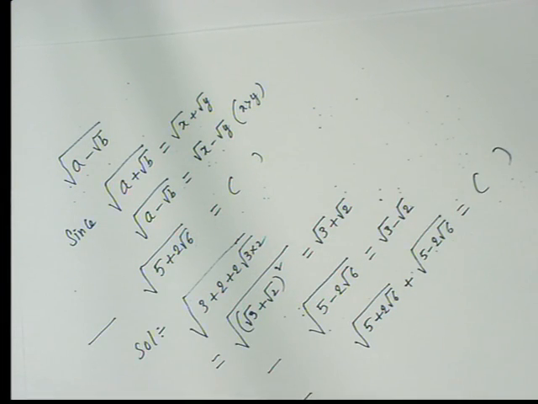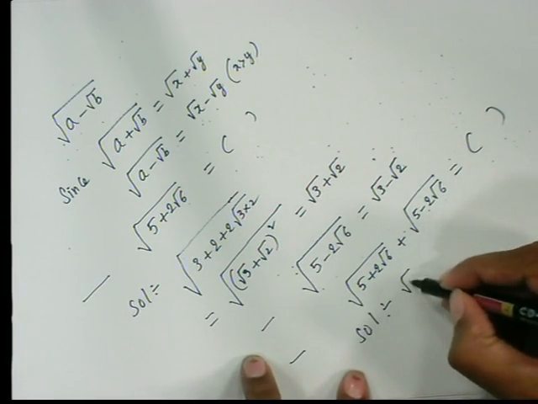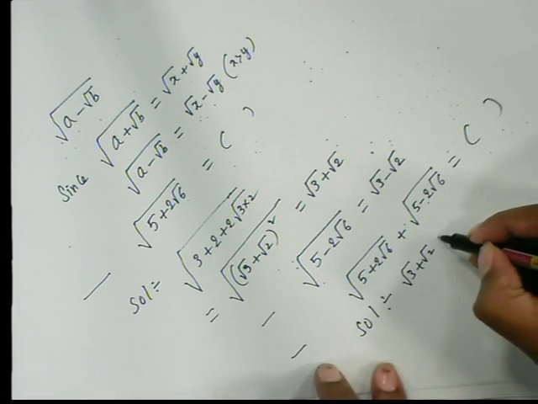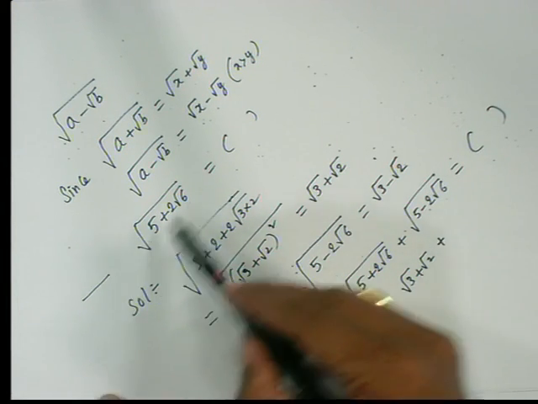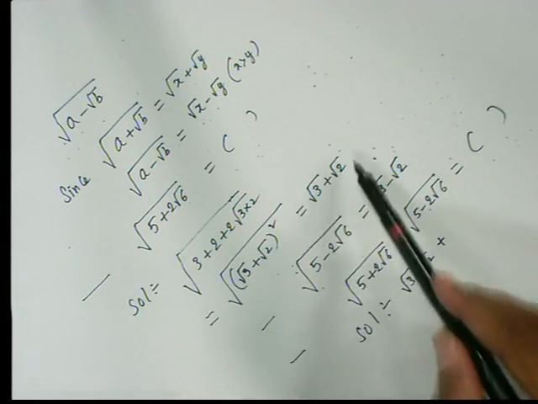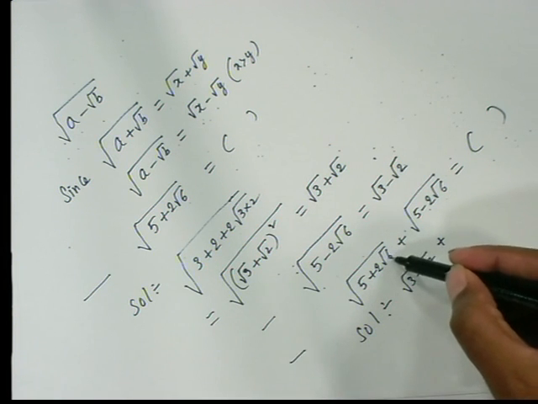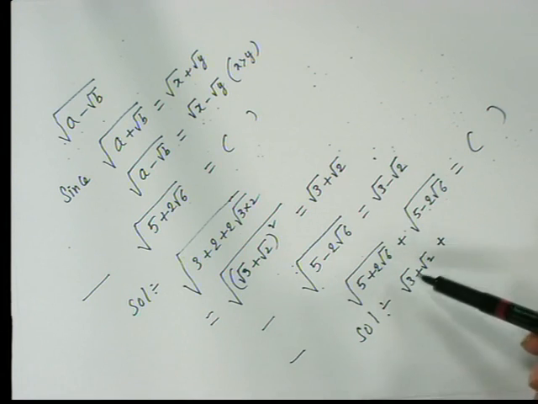Already we dealt with square root of 5 plus 2 root 6. So, that is equal to root 3 plus root 2. Square root of 5 plus 2 root 6 is equal to root 3 plus root 2, that only I have written here. If you want to write directly also, we can write here 6 as 3 into 2, and 5 as 3 plus 2, so root 3 plus root 2.